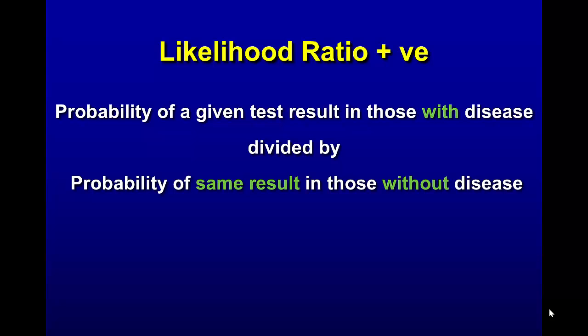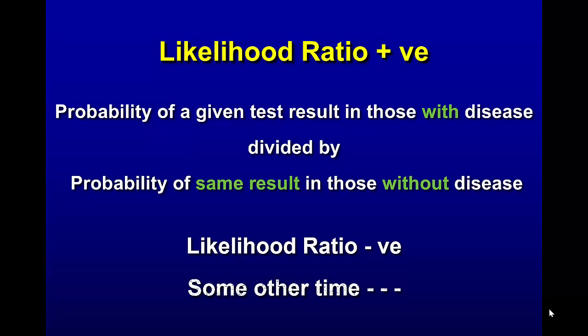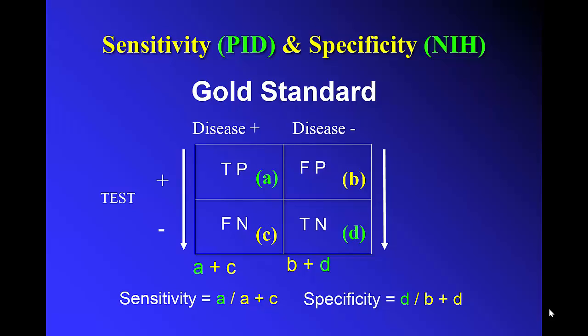There's the probability of a given test result in those with disease divided by the probability of the same test result in those without disease. That's a positive likelihood ratio, and the negative likelihood ratio we'll talk about some other time. And all of you know sensitivity and specificity, and you know the 2x2 table that helps derive it and understand it. It looks very complicated. All I'm saying here is that sensitivity is derived separately from specificity, and there are two different columns. Sensitivity and specificity sum to 1.